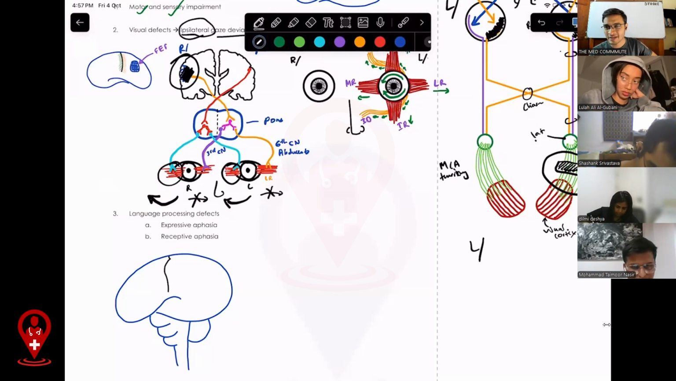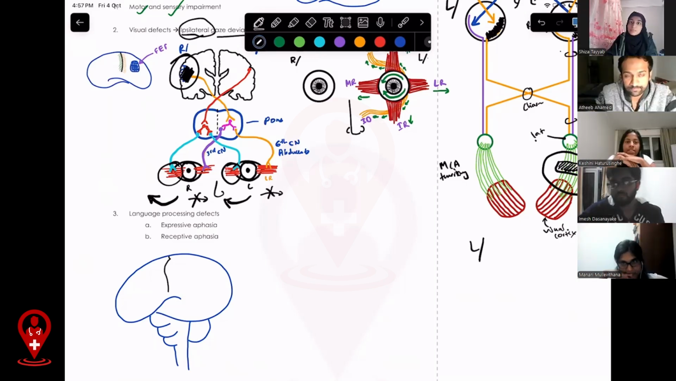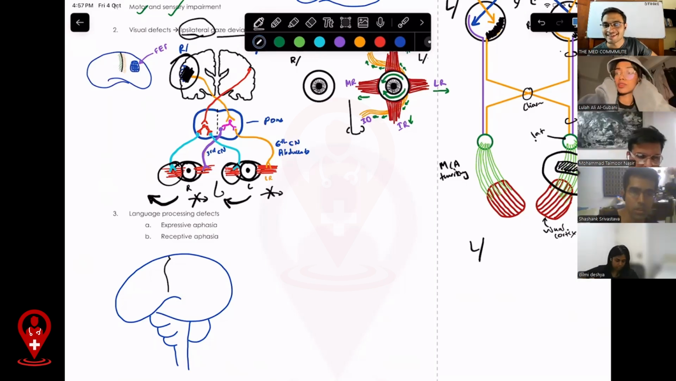What about if you're a left-handed person? What is your dominant hemisphere? Trick question. Left is usually, 90%. Yes, excellent.